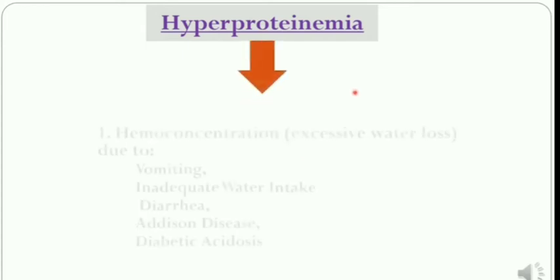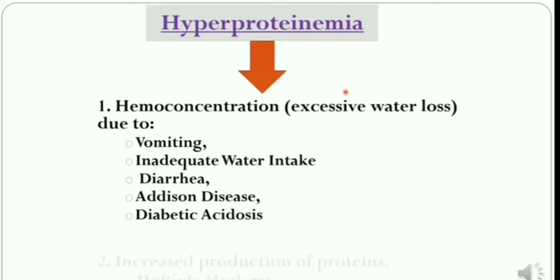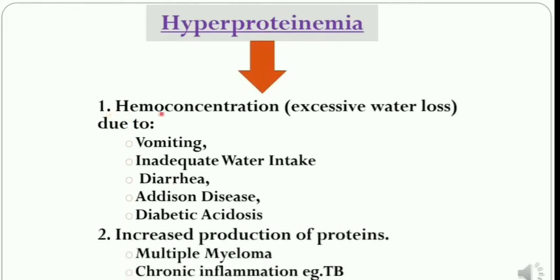So let us see. The causes are again divided into two chief categories, that is hemoconcentration and increased production of proteins. Hemoconcentration is generally due to excessive water loss, and what causes the water loss? It can be vomiting, it can be inadequate water intake, it can be diarrhea, it can be Addison's disease, or it can be diabetic acidosis. Increased production of proteins can be due to multiple myeloma or chronic inflammation, for example in tuberculosis. So these are some causes of hyperproteinemia.